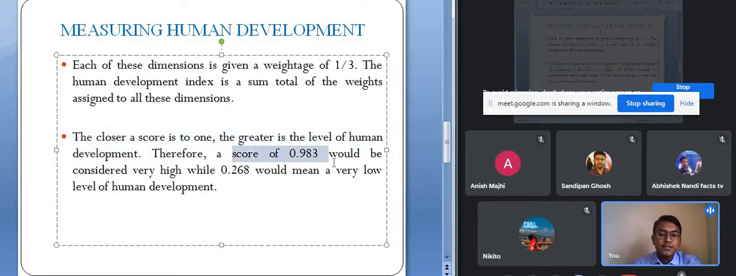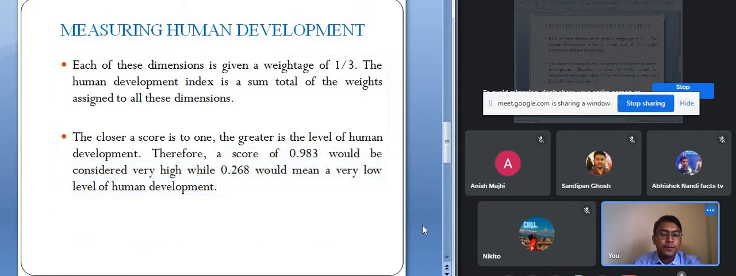Just take an example. A country which has a score of 0.983 would be considered to have a very high level of human development, while a country which has 0.268 would be considered to have a low level of human development. This is how we measure human development. On the basis of the score the countries get, we place them in descending order, meaning the countries with a higher score are placed at a higher level, and the countries with a lower score are placed at a lower level.